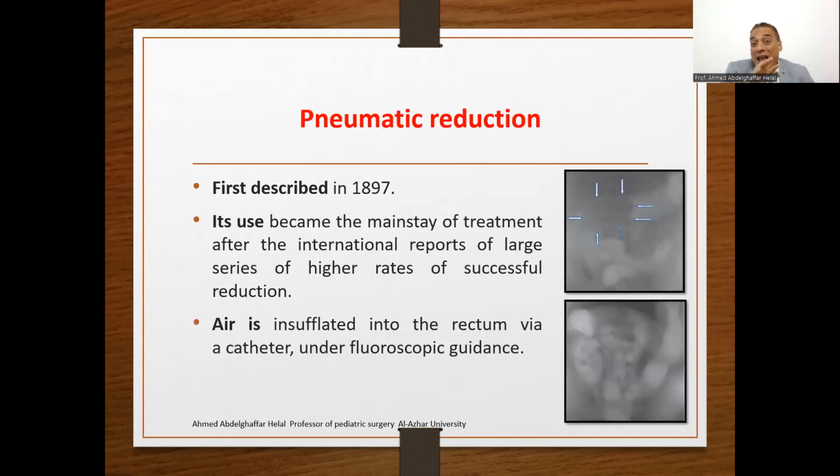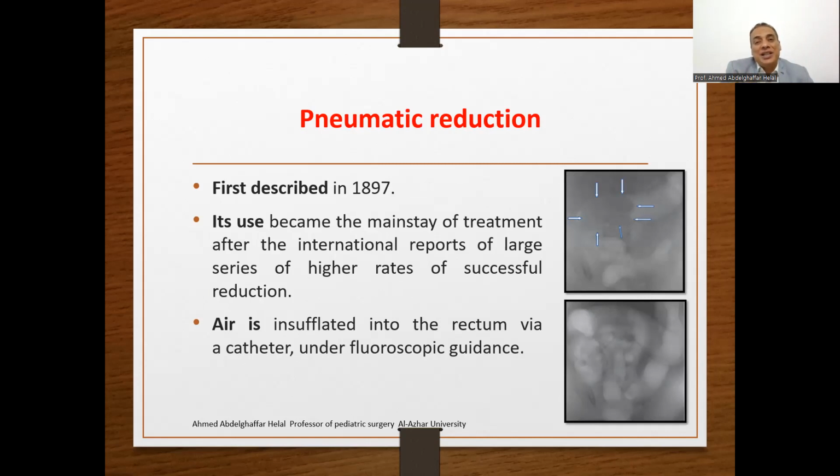Pneumatic reduction or air reduction, reduction using air injection. Most centers today use pneumatic reduction. Its use became the mainstay of the treatment after international reports of large series with a higher success rate.